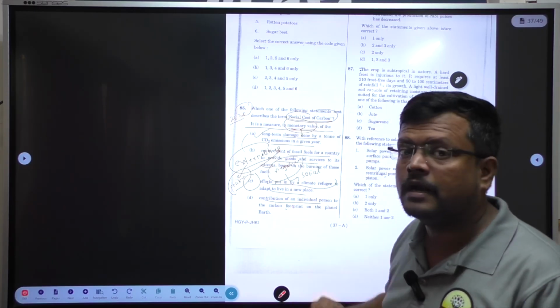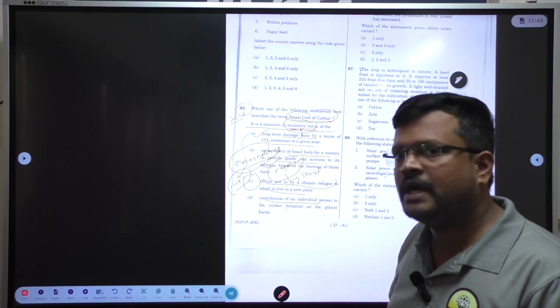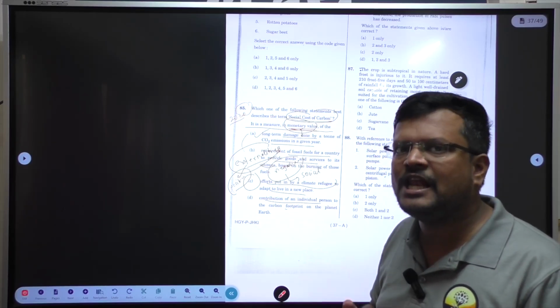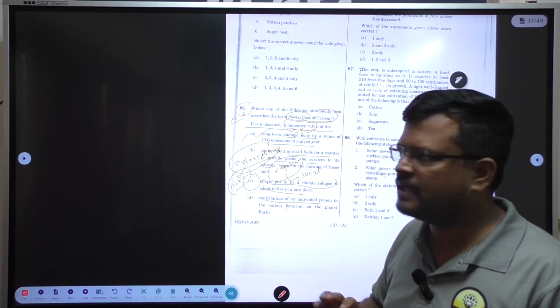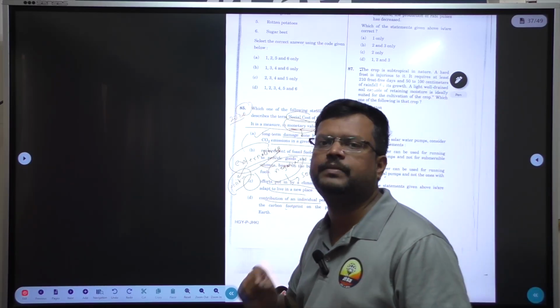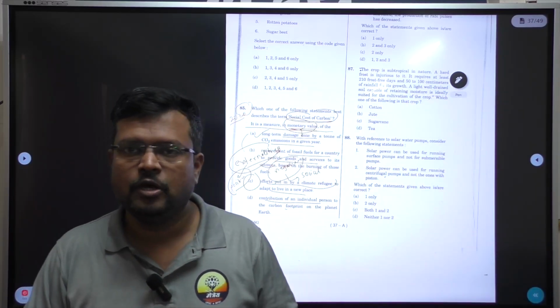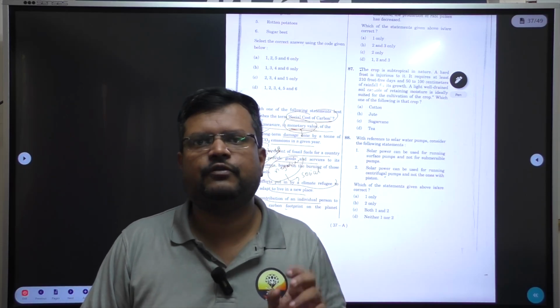So first, read the question properly, and for that develop the skill of reading the prelim question paper properly. And then second, apply your basics, apply what you have read. You will definitely get that question right.